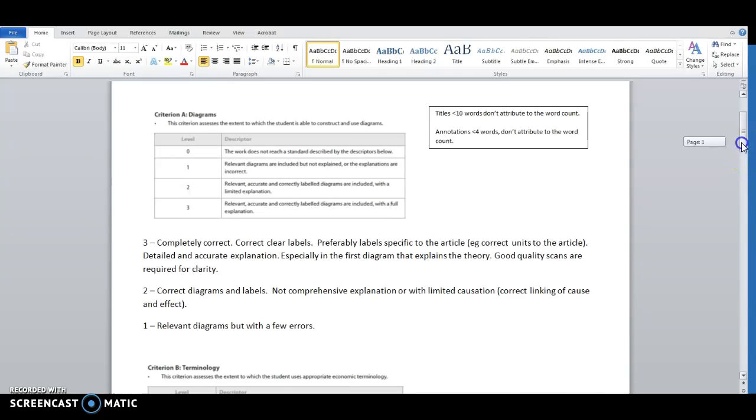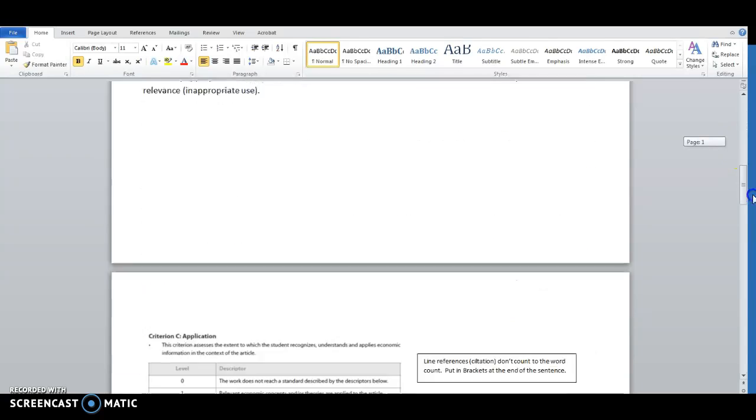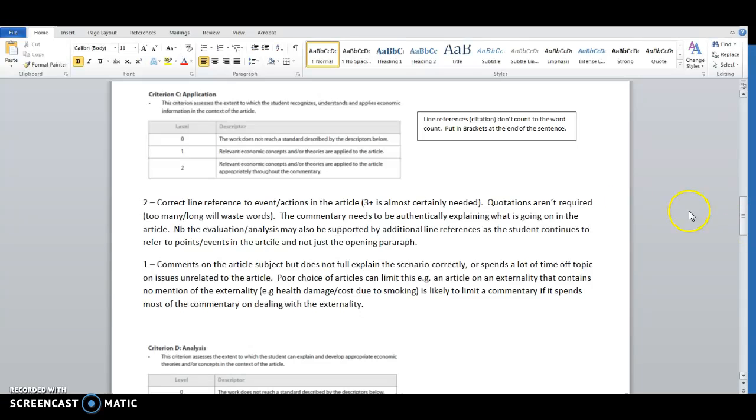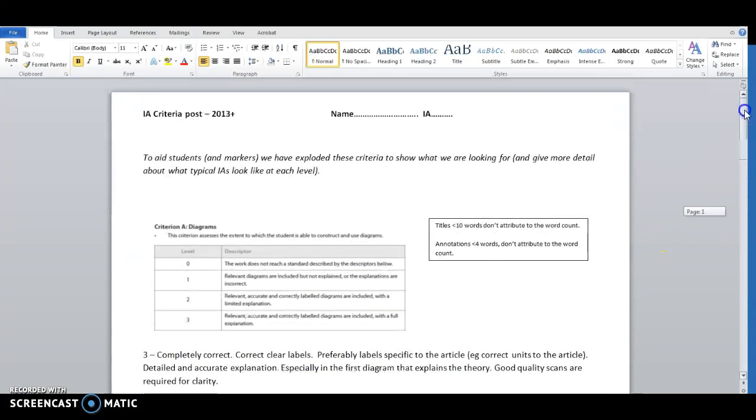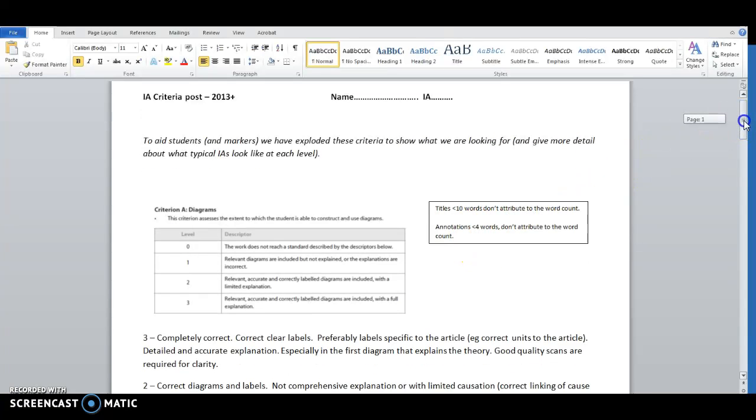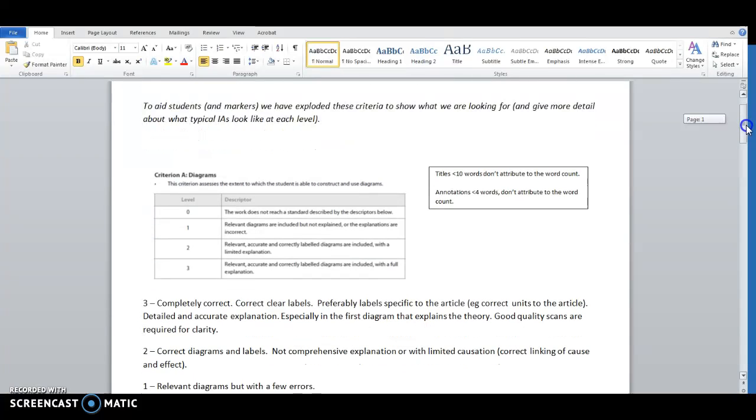Another area where you can save some words is when you are applying things from the article. When you do line references and citations, those don't count as well. So just a couple of things to start. When you're doing your diagrams, we highly recommend a clear title and annotations. Those will help you to explain the diagram with very few words in your actual commentary.